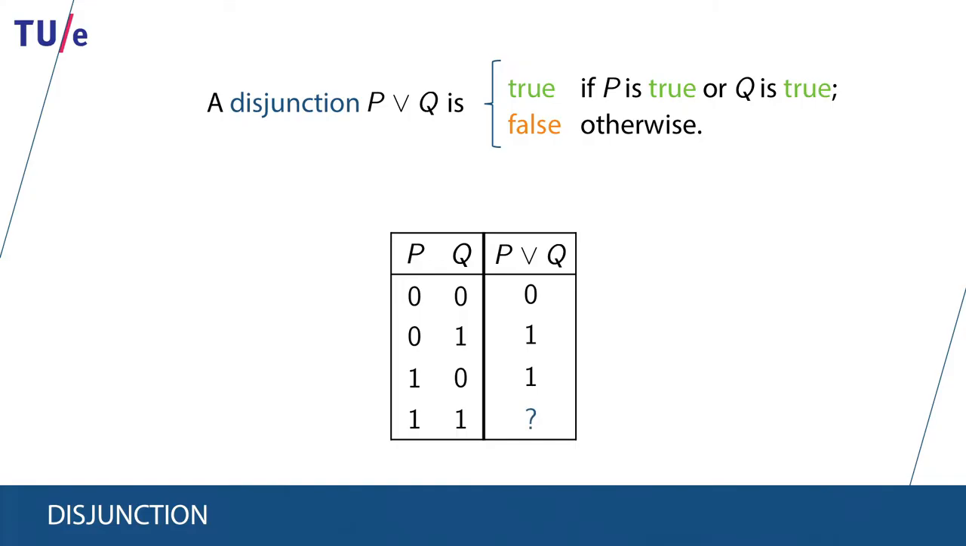The question that remains is, what should be the truth value of P or Q if both P and Q are true? You may want to pause the video for a moment and think about this yourself. We should make up our minds on whether we want to put a 0 or a 1 in place of the question mark. Before we do so, let's note that both interpretations of OR appear in everyday language.